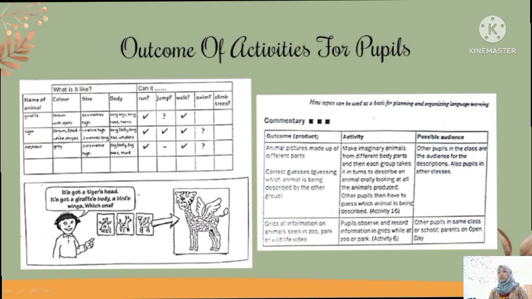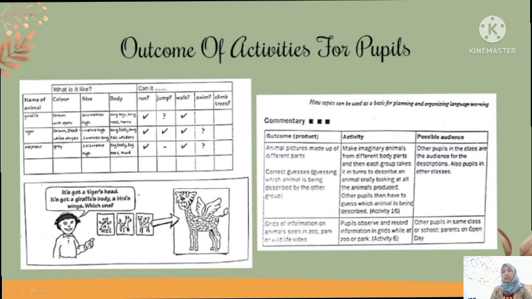And these are the outcomes or products. Animal pictures made up of different parts. Correct guesses, guessing which animal is being described by another group. Then for the activity, make imaginary animals from different body parts, and then each group takes it in turns to describe an animal orally. Looking at all the animals produced, other pupils then have to guess which animal is being described in activity 16.